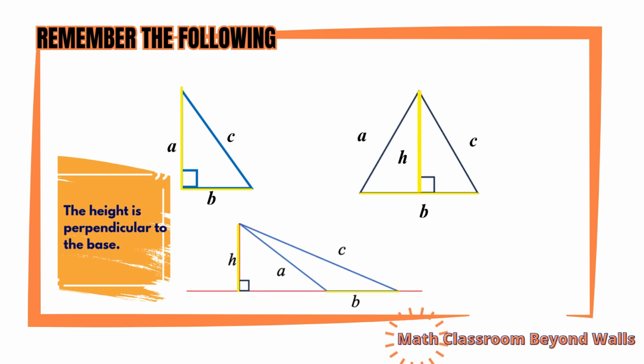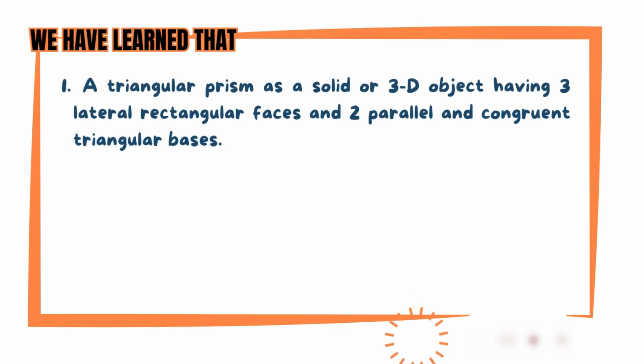There you are, learners. I hope that you acquired lots of learnings in today's video. That summarizes what we have learned today. We have learned that, first, a triangular prism is a solid or 3D object having 3 lateral rectangular faces and 2 parallel and congruent triangular bases.